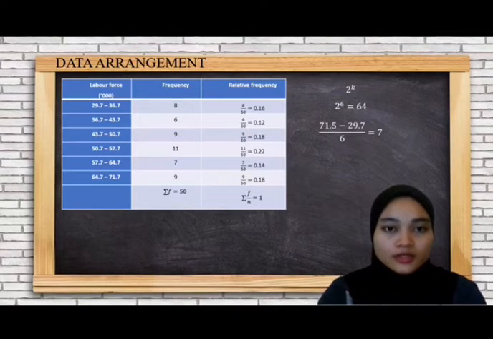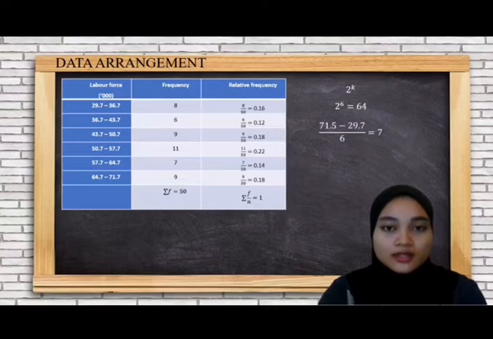There are two types of tables that are used to describe the data, which are frequency distribution and relative frequency distribution for the group data. Frequency distribution for group data is produced whenever observations are sorted into classes of more than one value.